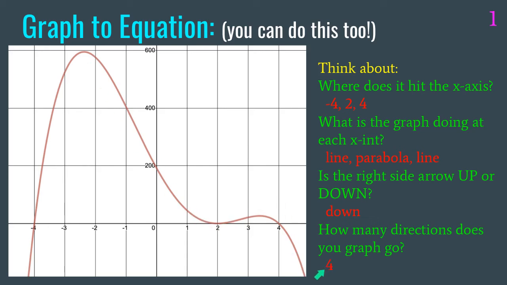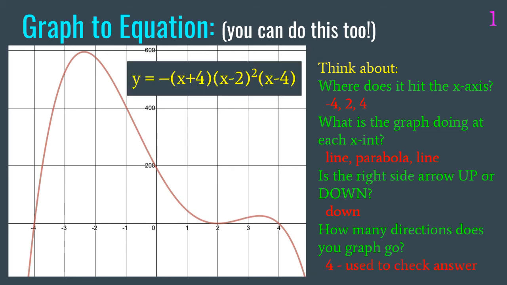That means the total number of x powers has got to be 4. And that's going to be used to self-check. Okay, we'll take a look at this.